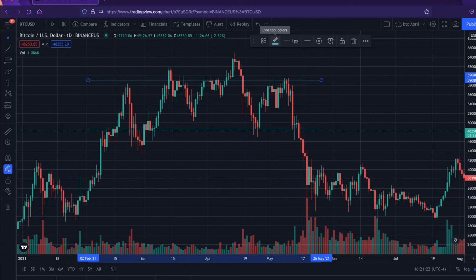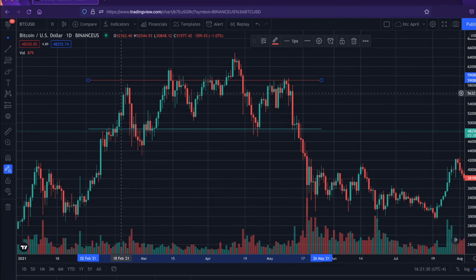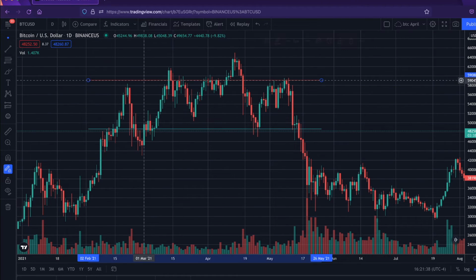Since our support line is green, we're going to change our resistance line to a reddish color. If you want to change that, you just go back up to here, which is probably your arrow or your dot. I like using the dot. Click on the line and you can change the color here. You can change the depth or the weight of the line as well.